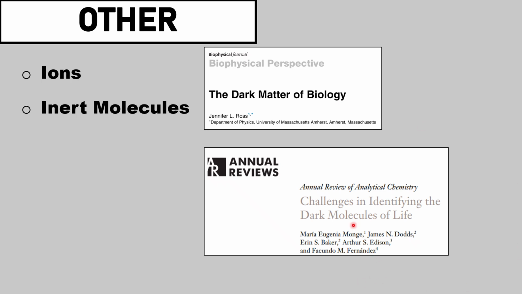And then this review, Challenges in Identifying the Dark Molecules of Life in 2019, brought up an important point about metabolites. Organisms take in molecules, they break them down into smaller molecules, those are metabolites, and those are fleeting, those are varied, and so that can be a type of dark matter that still needs exploration.